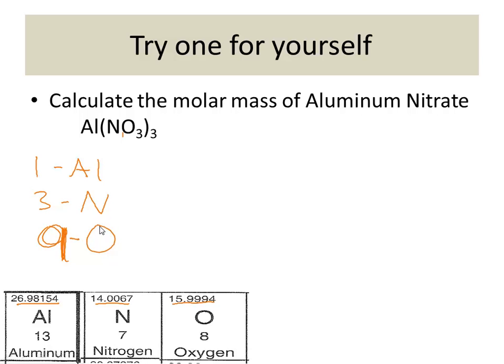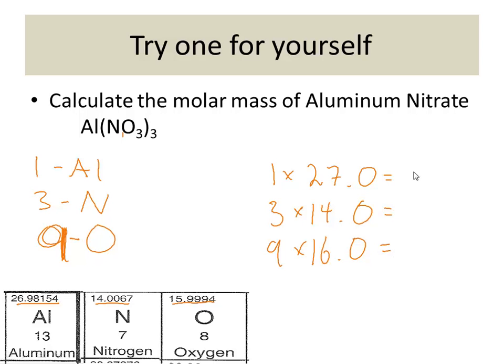So how do I calculate the molar mass? I calculate it by 1 times the atomic mass of aluminum, which is 27.0, plus 3 times the atomic mass of nitrogen, 14.0, and 9 times the atomic mass of oxygen, which is 16.0. Which is equal to 1 times 27, 27.0. 3 times 14 is 42.0. And 9 times 16 is 144.0. Then I add up this total, and what do I get?